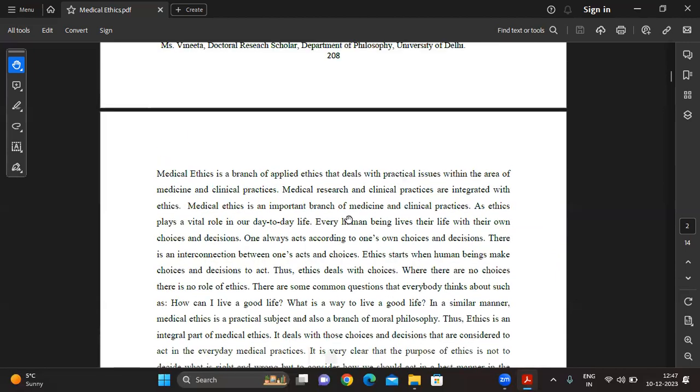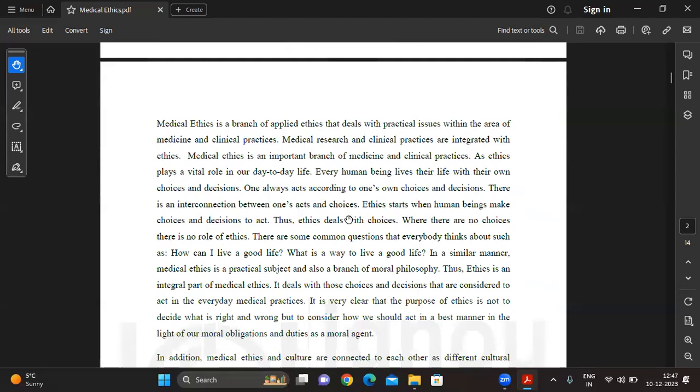Okay, now let's go directly into the introduction. Medical ethics is a branch of applied ethics that deals with practical issues within the area of medicine and clinical practices. So this is a good definition that you can have.